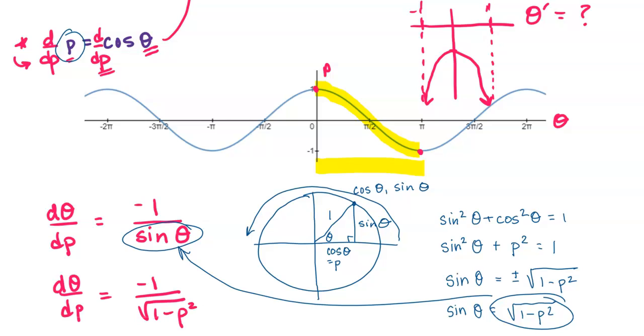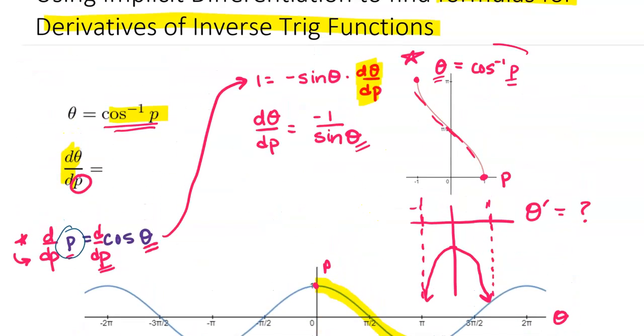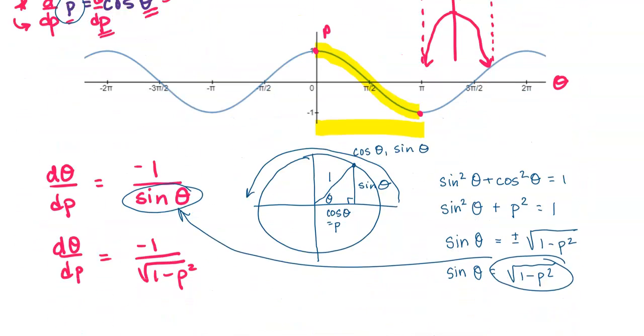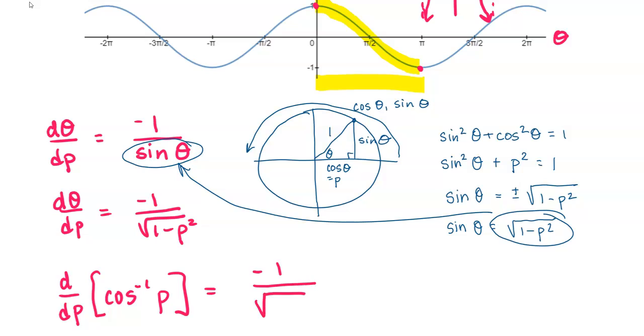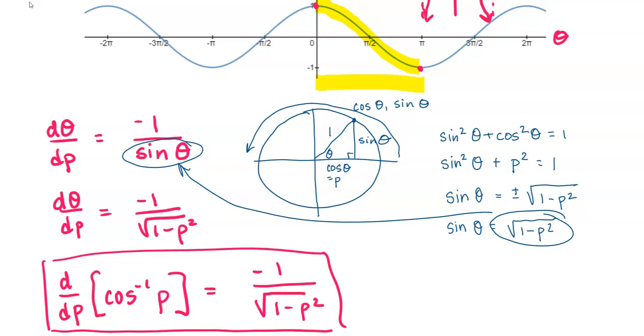And remember that theta was the inverse cosine of p. So we now have a formula for the derivative of the inverse cosine of p, and it is just negative 1 over the square root of 1 minus p squared. And we don't want to have to do that again, so we're going to remember that.